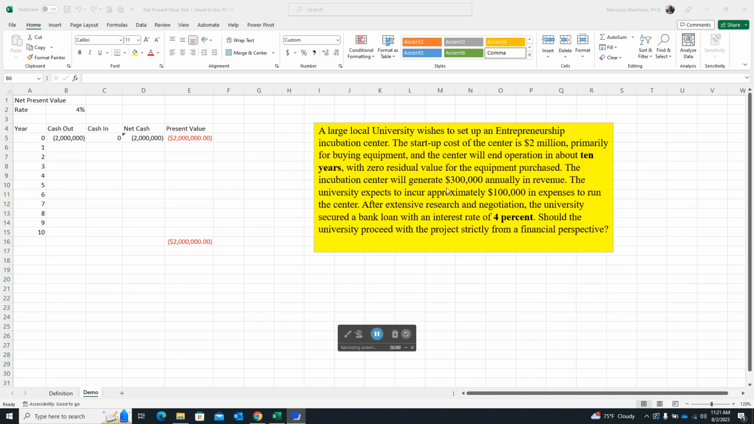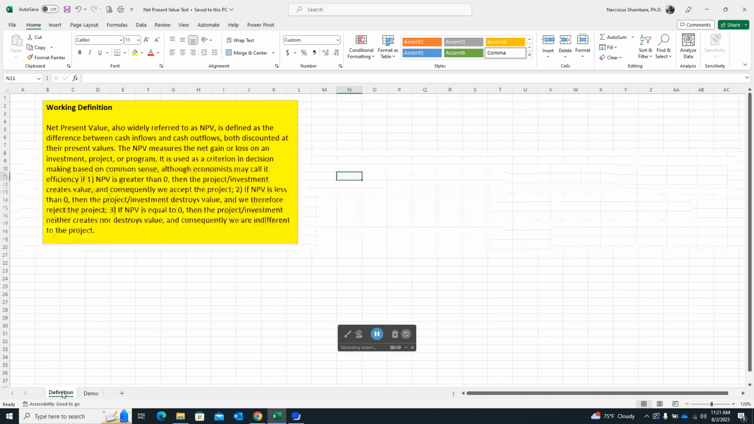Now, this particular question forms the framework within which we are going to look at this situation. But it does make sense for us just to look at the working definition of net present value. What does it actually mean? In most cases, it's also referred to as NPV, as an abbreviation, and is defined as the difference between cash inflows and cash outflows, both discounted to their present values.